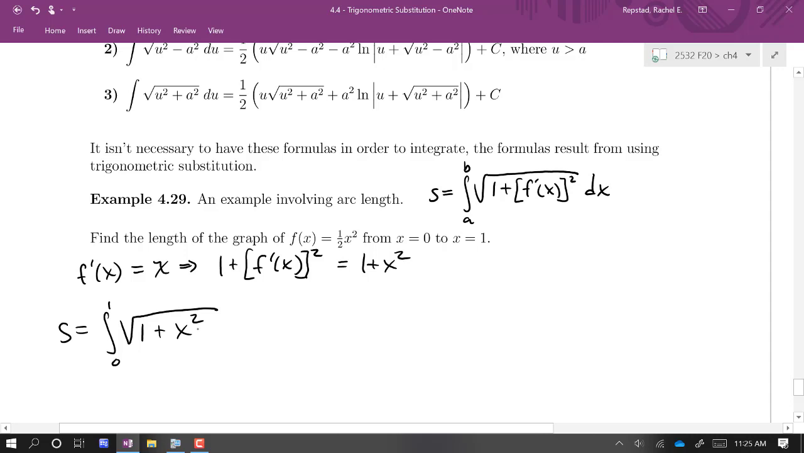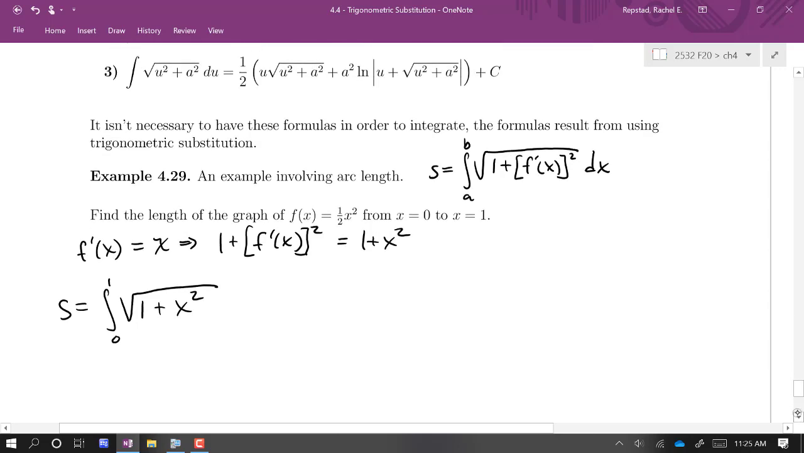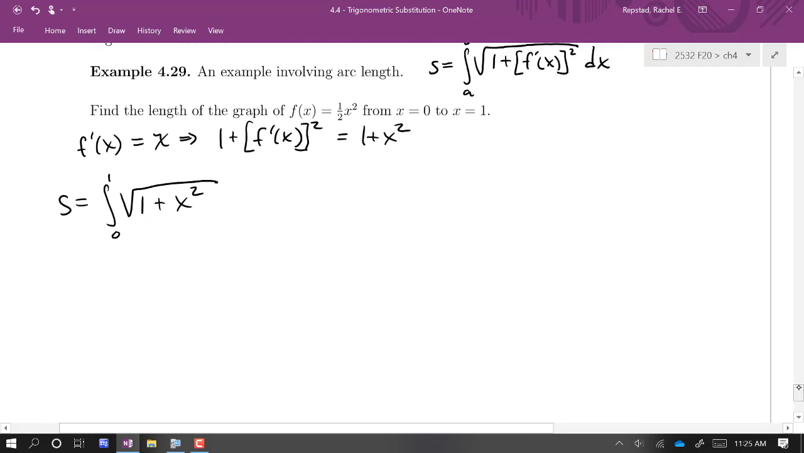Now, you could use the third formula, right? We have a sum of squares inside a square root. But our techniques will work, right? The techniques that we've been learning this section will work just fine. So I'm going to go ahead and do this by making the trigonometric substitution. You could do this by fitting it to the formula 3 there, if you want.